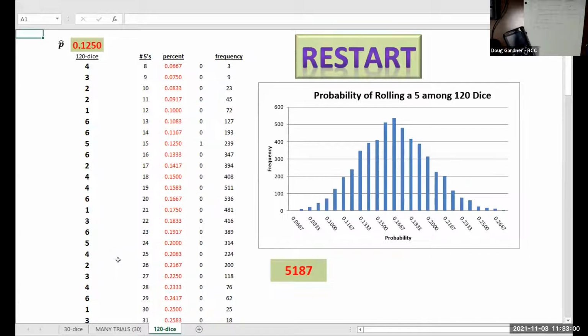Secondly, on this, notice that just like we said last time, isn't the middle of this normal distribution showing us what we already mathematically knew, which is the mean is 0.1667? If you let it run long enough, that will be the highest point.